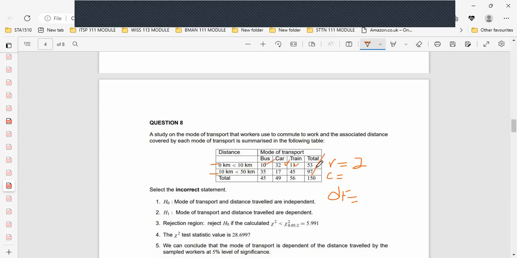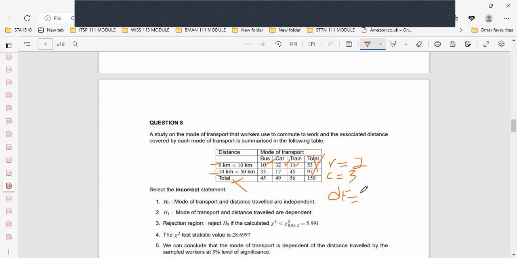We don't count the totals. Remember, when you count the number of rows, don't count the totals. When you count the number of columns, don't count the totals here. Please don't count the totals. So here we have columns 1, 2, 3. So C is equal to 3.